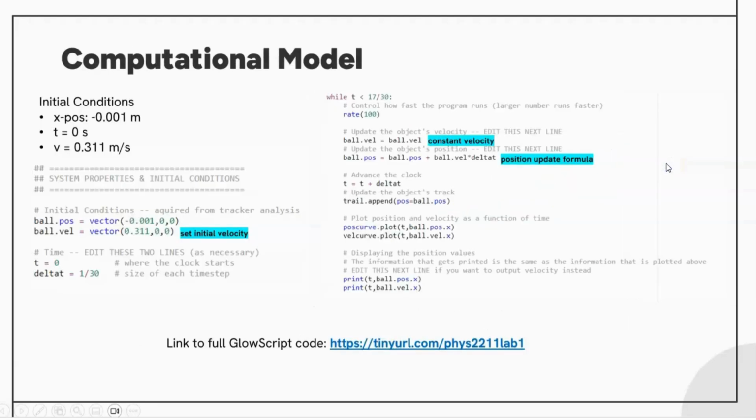And then I created a computational model starting with the initial conditions from Tracker as shown at the top. And then I set up the initial position, the initial velocity, and the initial time, as well as the change in time that we saw before on the last slide. And then within the loop for every time step, I set the final velocity equal to the initial velocity, which is constant velocity as shown in the velocity update formula, as well as put in the position update formula where I updated the position at a constant rate. And then the full code can be found at this link if you would like to look at it.